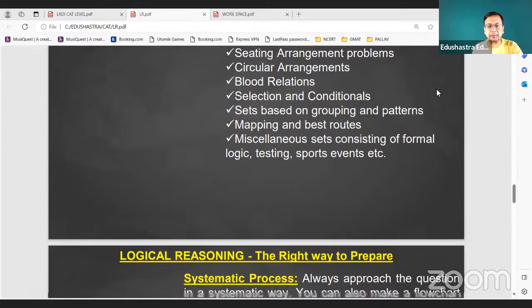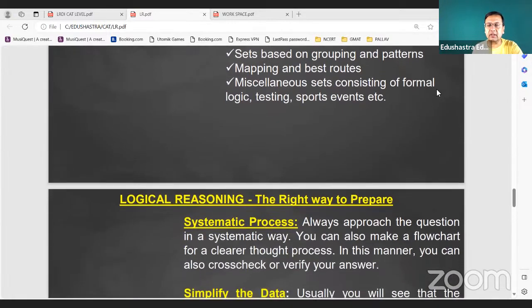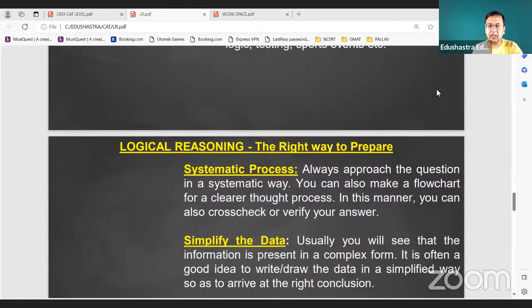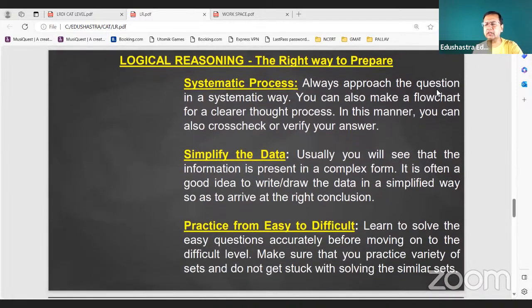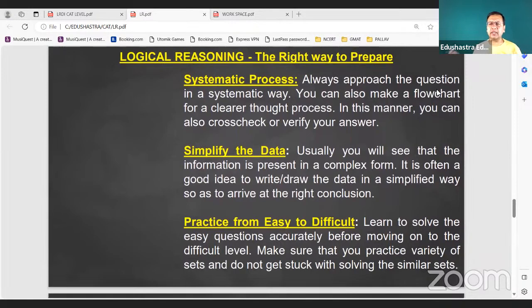Okay. So what is the right way to prepare? First, a systematic process. So what does this mean? Always approach the question in a systematic way. Do not go directly, I just look for the second question, I just look for the table, right? No, no. First, understand the basic information which is typically given above the set, right?